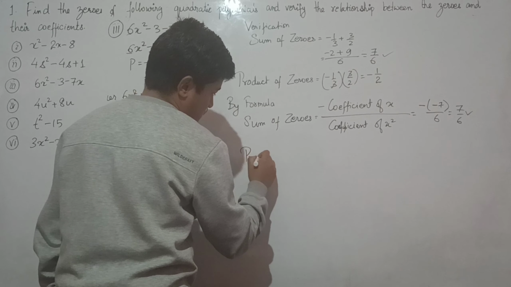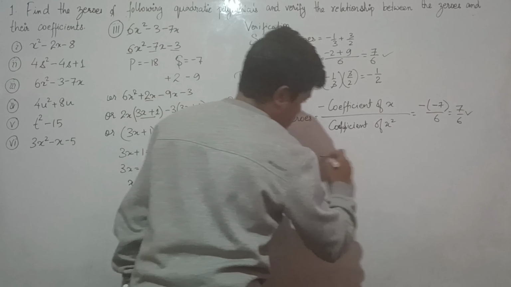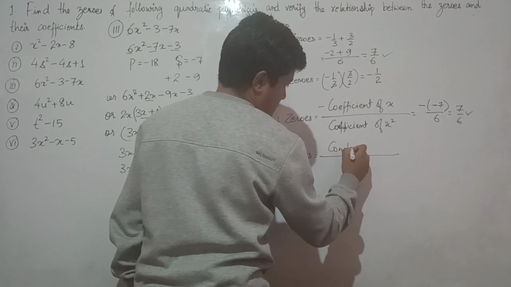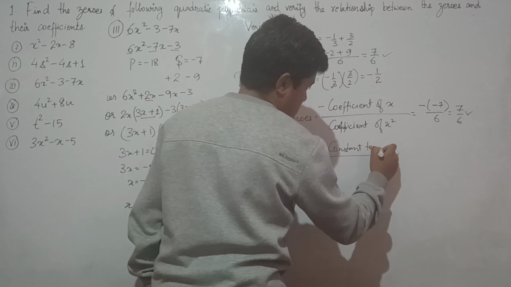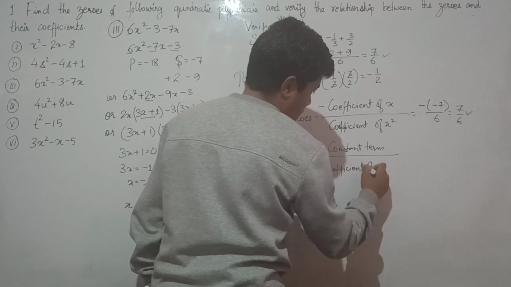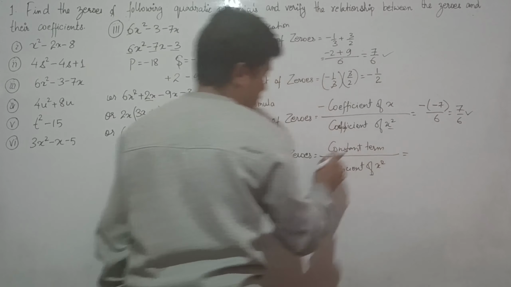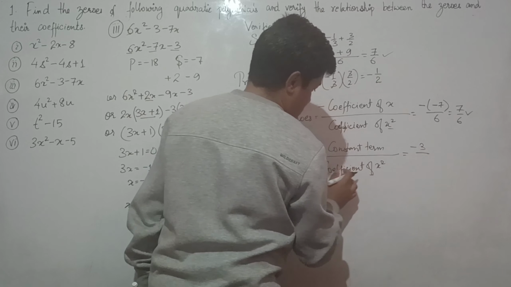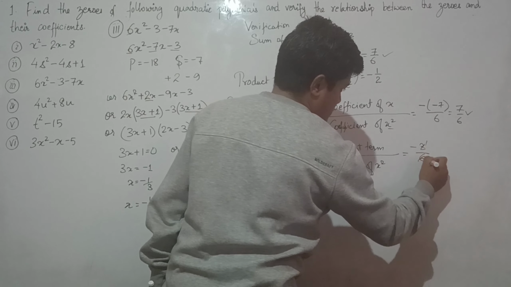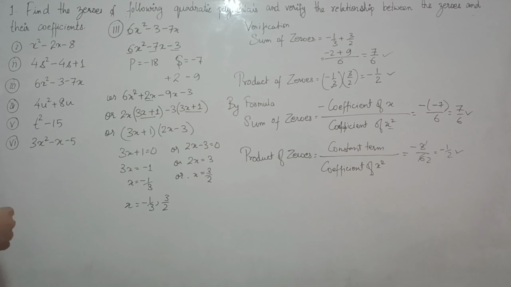Now product of zeros equals to constant term by coefficient of x square. The constant term is a term which doesn't have the variable. So minus 3 by coefficient of x square, which is 6; 3 1s are 3, 3 2s are 6, so minus 1 by 2. So you can see both are coming the same. So this is how you verify.